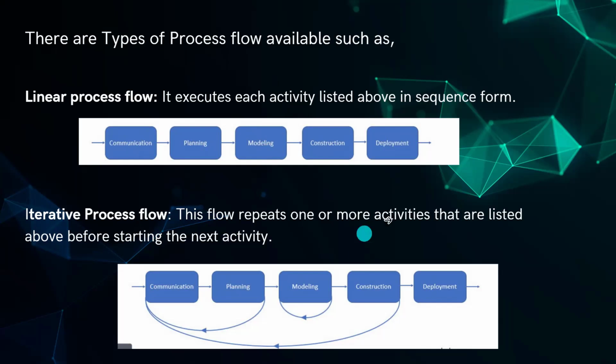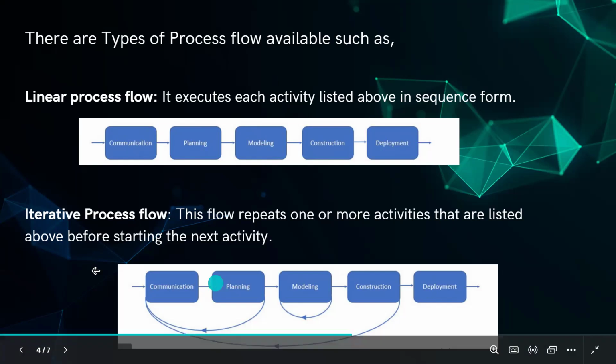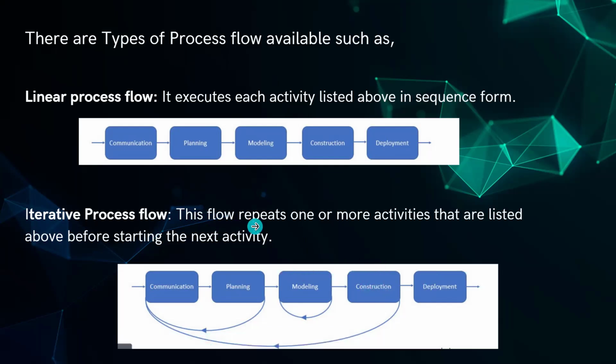This flow repeats one or more activities that are listed above before starting the next activity. That is, as you can see, the first is communication, then planning, and then again after planning, it goes back to communication, and then it goes to planning, and then modeling, and then it repeats modeling again if necessary. And then it goes to construction, and then again from construction, it goes back to communication, and then lastly, it reaches the deployment. It's an iterative process. So, as it says here, the flow repeats one or more activities. It can be any activity according to their choice.